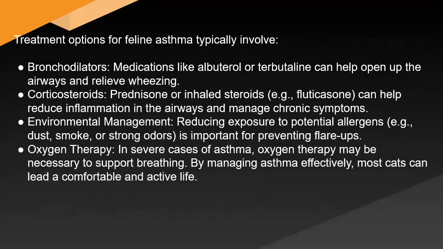Treatment options for feline asthma typically involve bronchodilators. Medications like albuterol or terbutaline can help open up the airways and relieve wheezing. Corticosteroids, prednisone or inhaled steroids, e.g. fluticasone, can help reduce inflammation in the airways and manage chronic symptoms. Environmental management. Reducing exposure to potential allergens, e.g. dust, smoke, or strong odors, is important for preventing flare-ups. Oxygen therapy. In severe cases of asthma, oxygen therapy may be necessary to support breathing. By managing asthma effectively, most cats can lead a comfortable and active life.